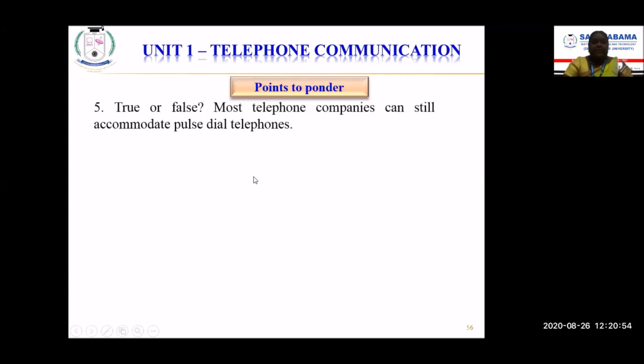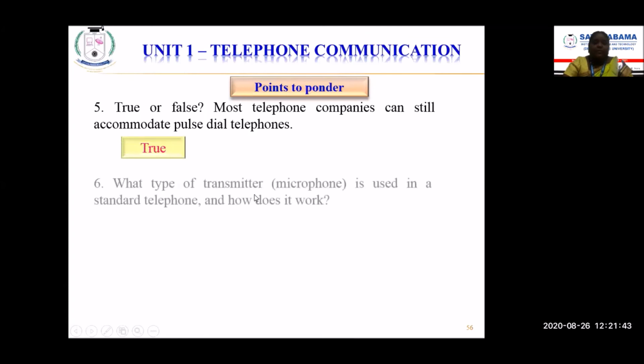Fifth question, which many of you answered yesterday itself. True or false? Most of the telephone companies can still accommodate pulse dial tones. Yeah, it is true. They can still accommodate the pulse tone dialing system, but with the invention of digital and advanced electronic telephones, it is not frequently used. Okay, so the answer here is true. Let's move on to the sixth question.